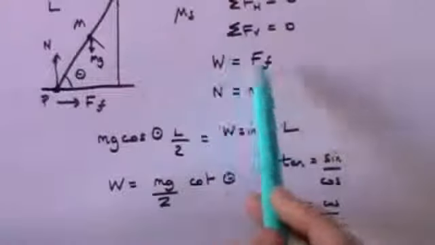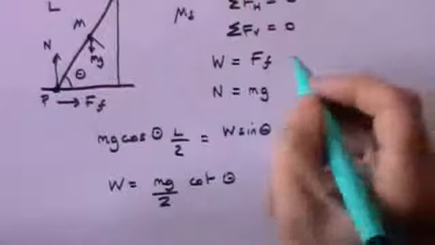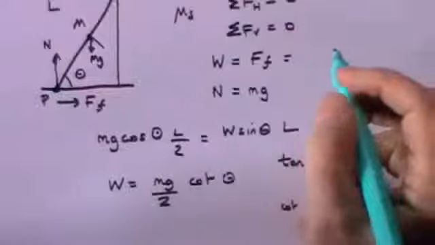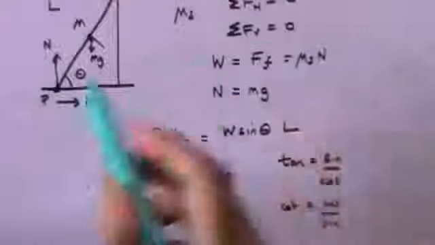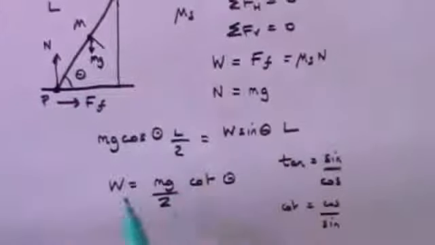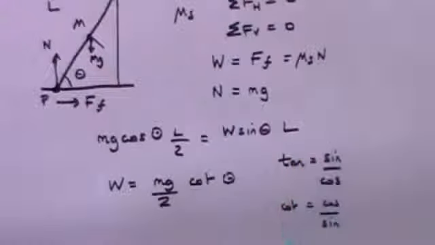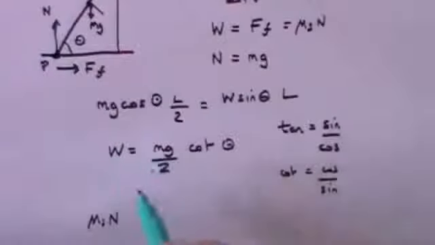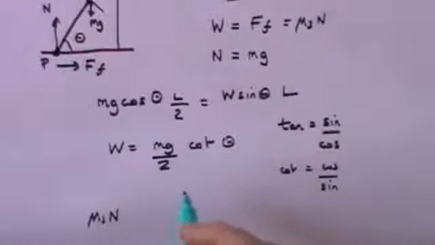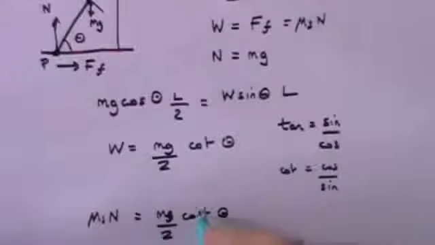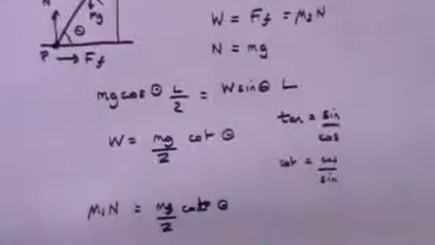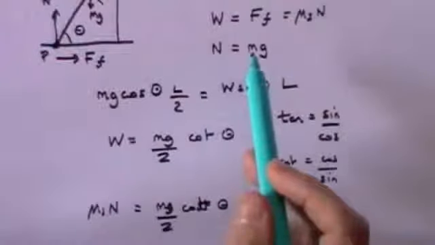But let's remember that W is the frictional force. And the frictional force is always, as we showed in the video I did on friction, the coefficient of friction times the normal force. So for W we can have μs, which is the static coefficient of friction. μs times N is W, and that equals mg over 2 cotangent of theta. But N is mg.